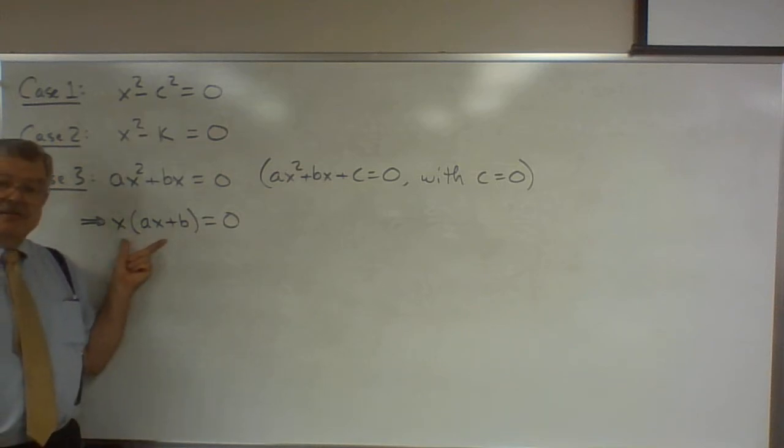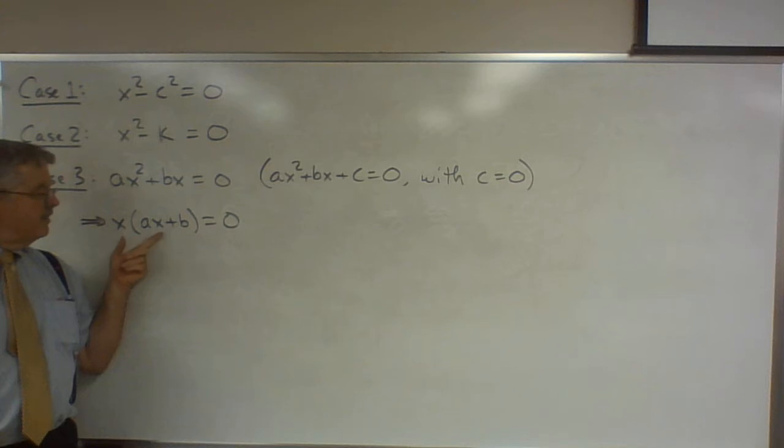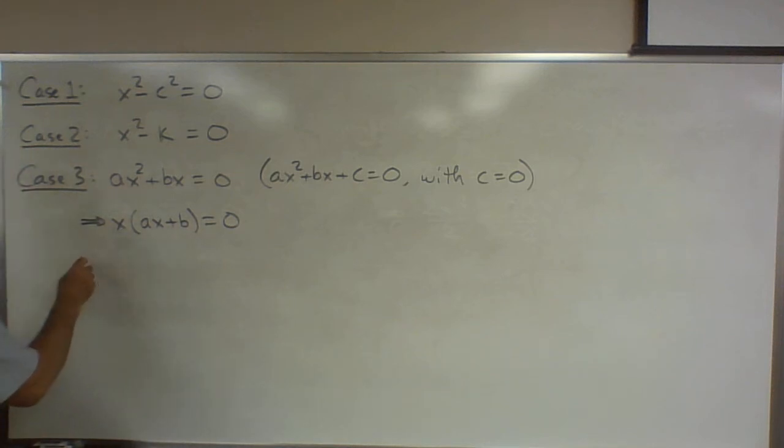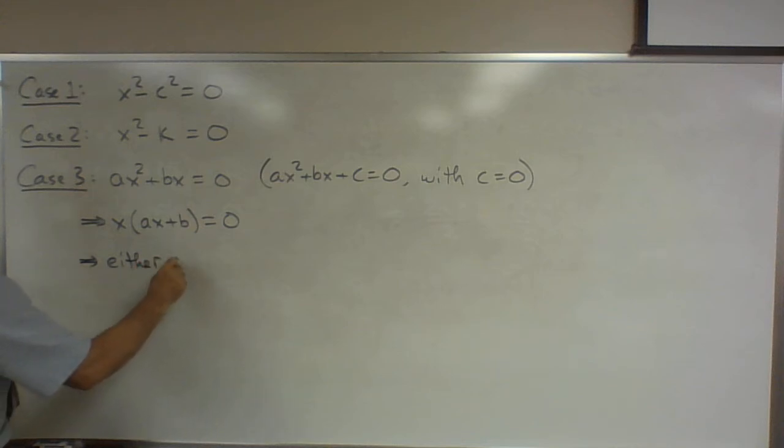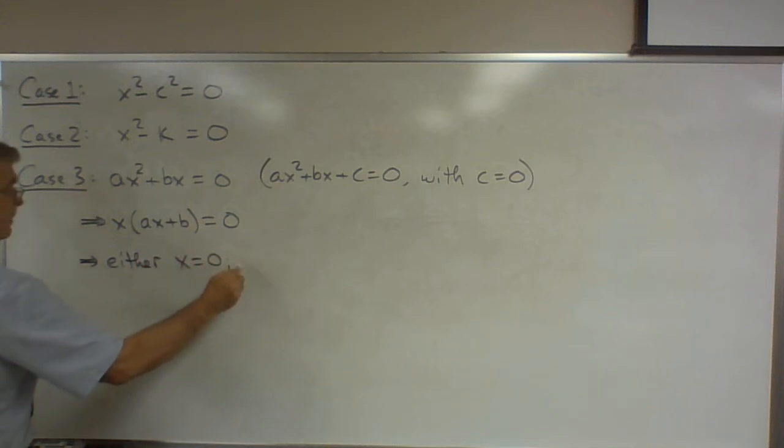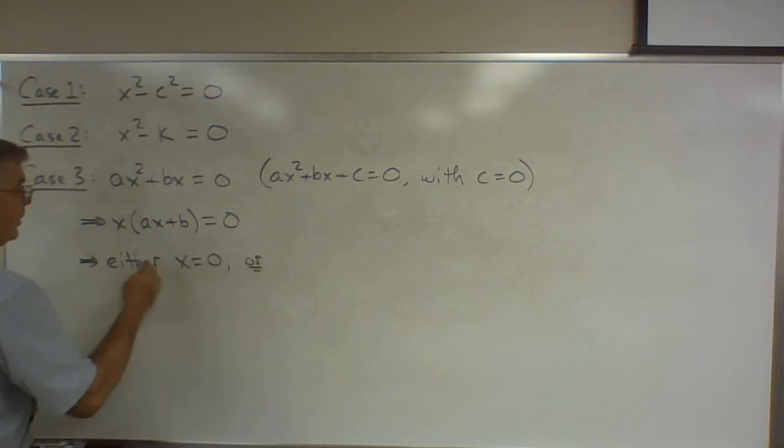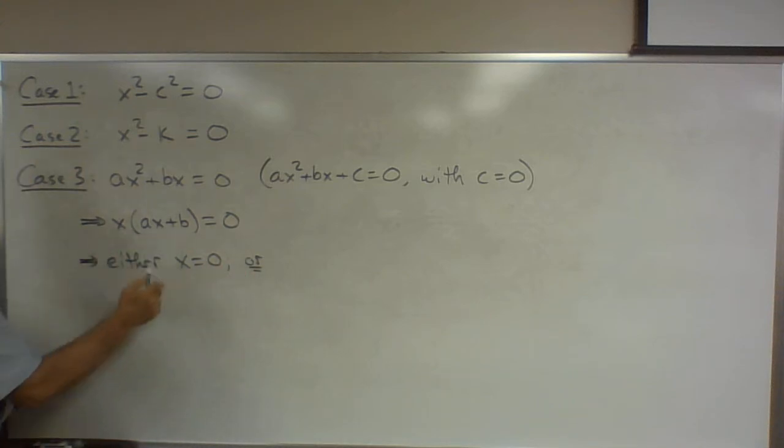Now notice something. We have a product that's equal to 0. The zero factor property, or the zero product property, tells us that one of these factors has to be 0. So either x equals 0 or this factor has to be 0.